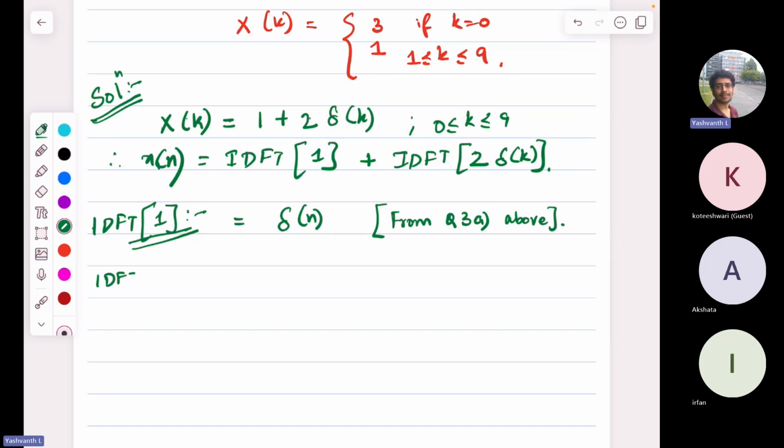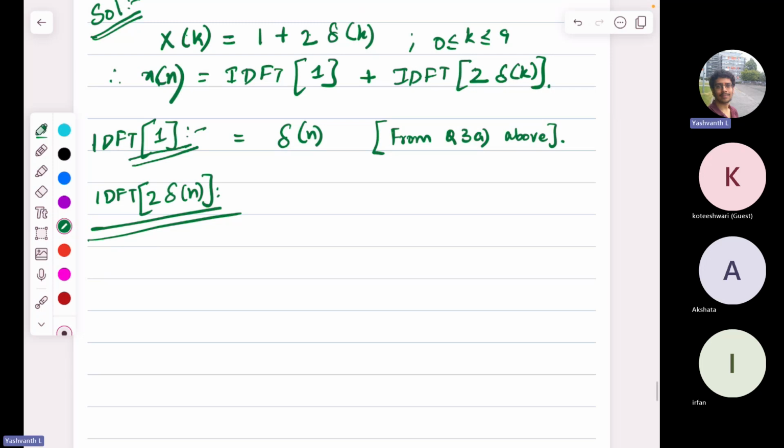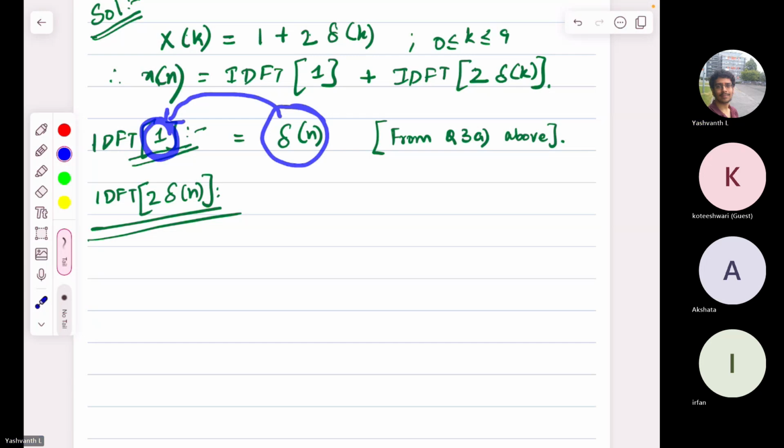So now, IDFT of 2 into delta of n. Basically, if you recall, by the duality property, if delta of n has 1 as the DFT, then what should we have in the time domain so that delta of n becomes a DFT? It's basically applying the duality property. Okay, so let me explain.